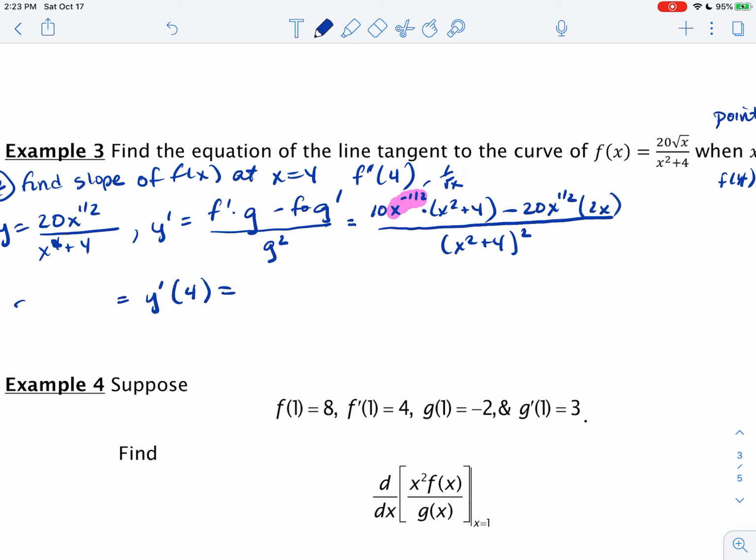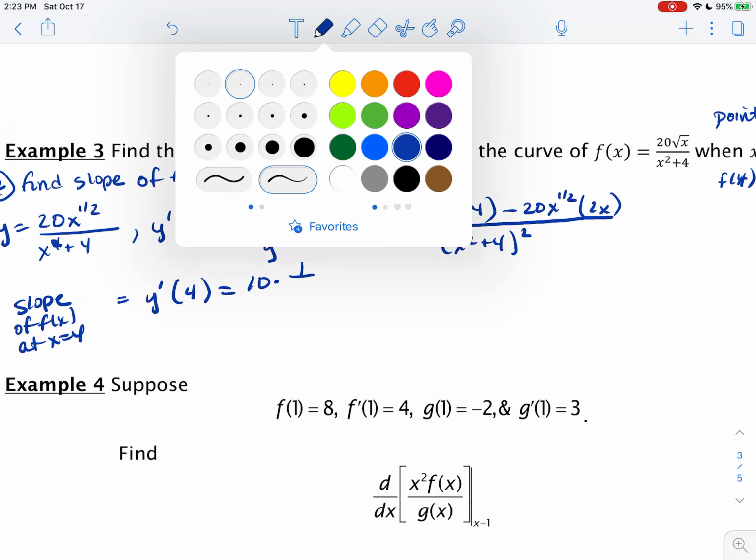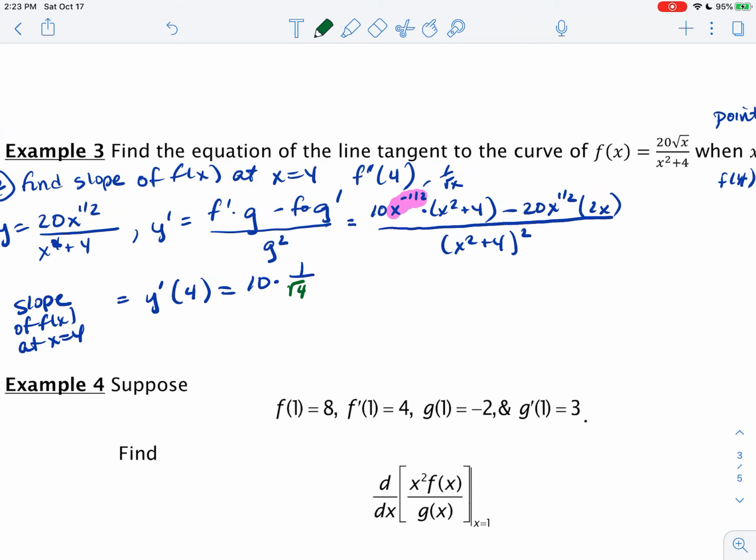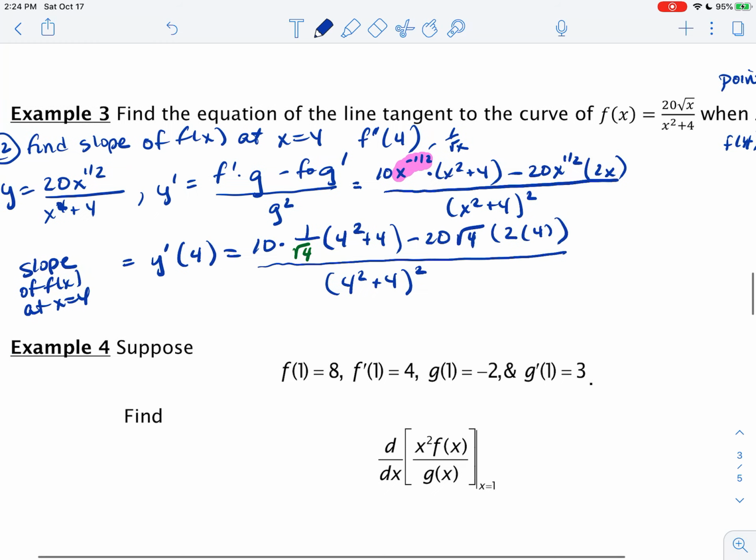Evaluated at 4, and this is going to give me my slope of f of x at x equal to 4. And I'm just going to plug in my values then. So I'm going to say that this is 10 times 1 over the square root of 4 times 4 squared plus 4, minus 20 times the square root of 4 times 2 times 4, all over 4 squared plus 4 squared. And so all I did was evaluate where my x's were, right? And I'm just plugging in my value of 4.